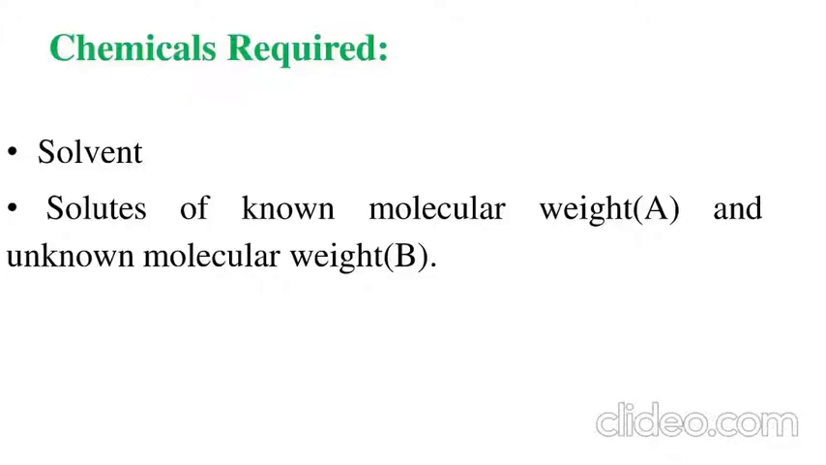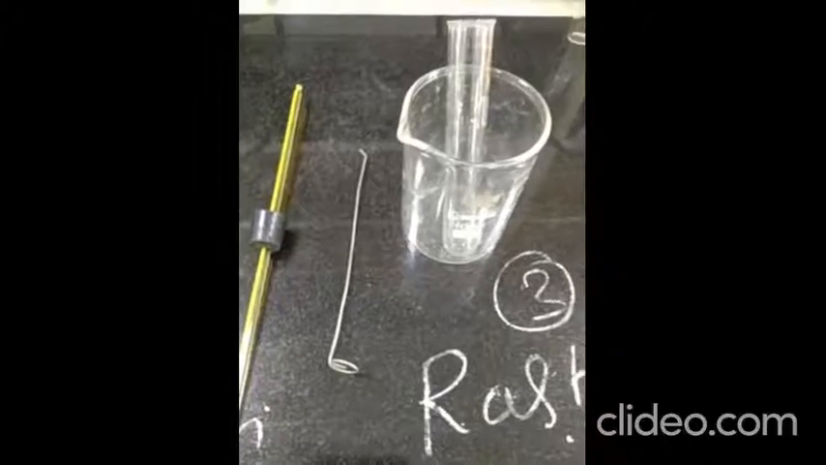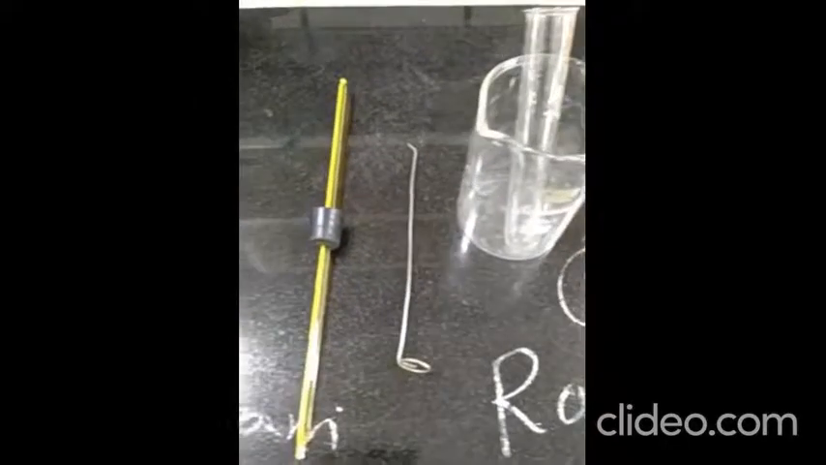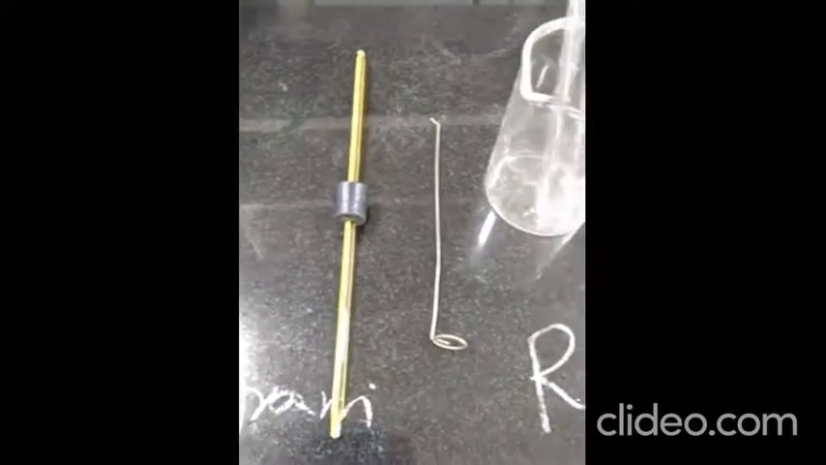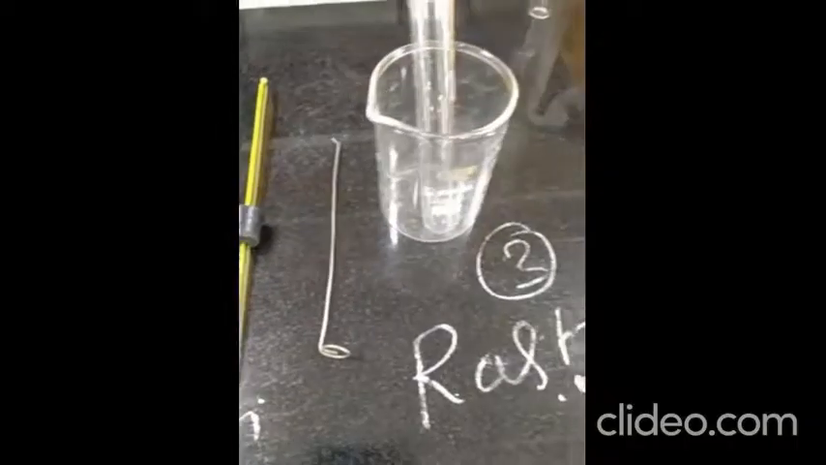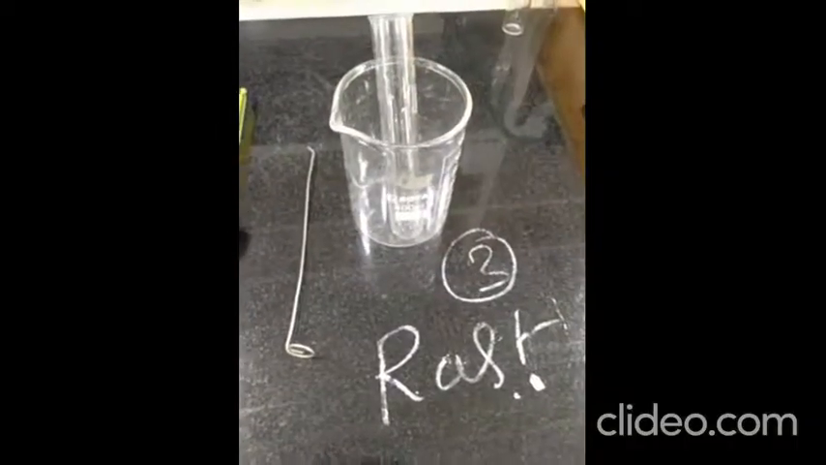Experiment. Chemicals required: solvent, solutes of known molecular weight A and unknown molecular weight B. Apparatus required: thermometer, stirrer, boiling tube and beaker.